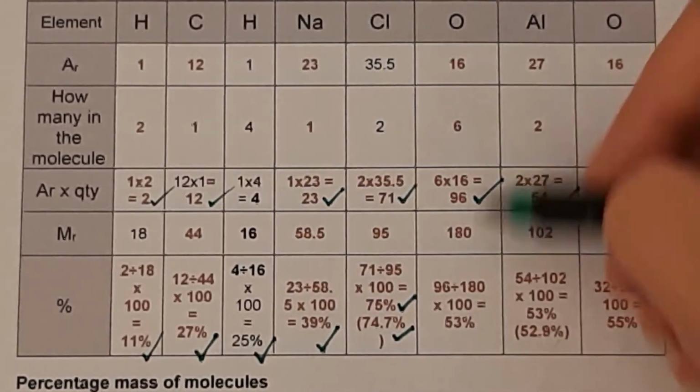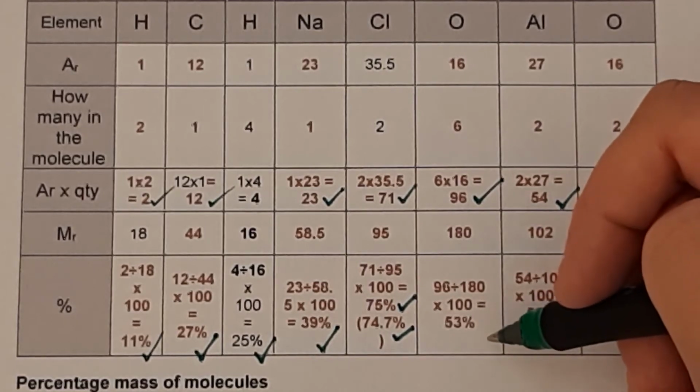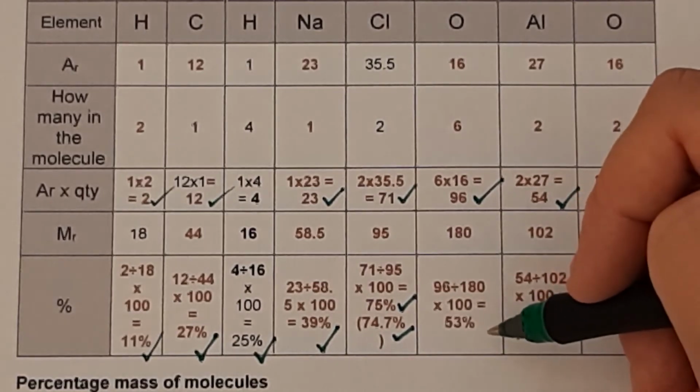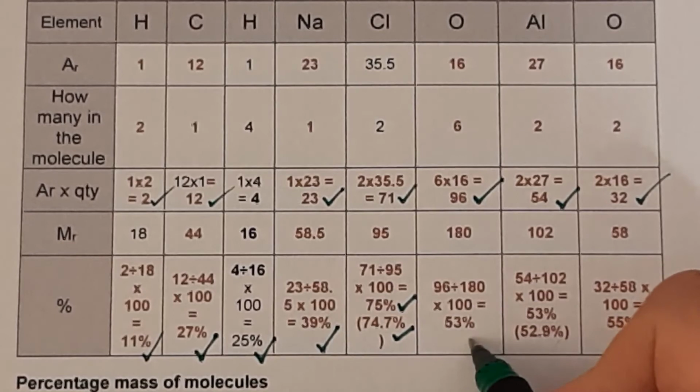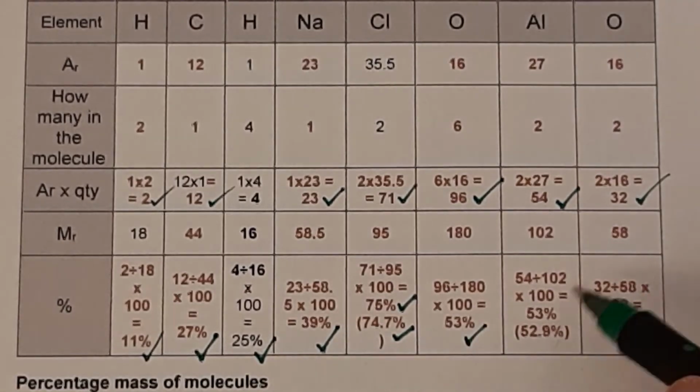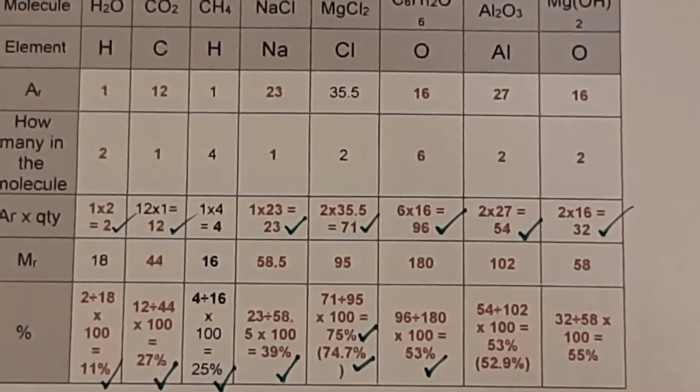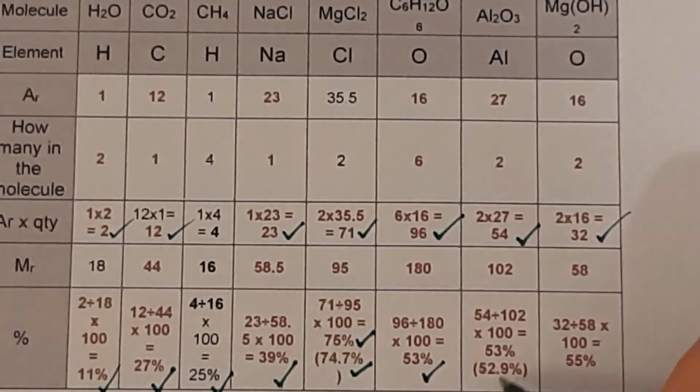Next one. The percentage mass of oxygen in C6H12O6 is 53%. The percentage mass of aluminium in Al2O3 is 53%, or 52.9%. Again, if you've written 52%, you would not get the mark because you did not round appropriately. And the last one, the percentage mass of oxygen in MgOH2 is 55%.